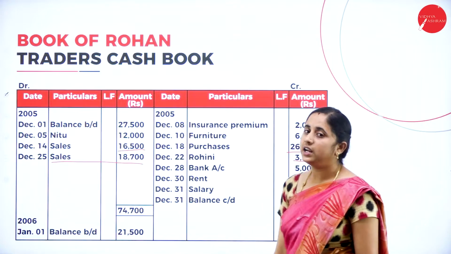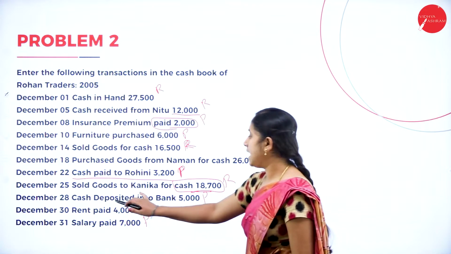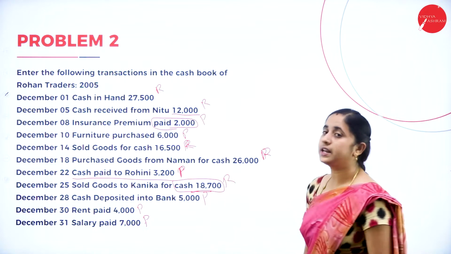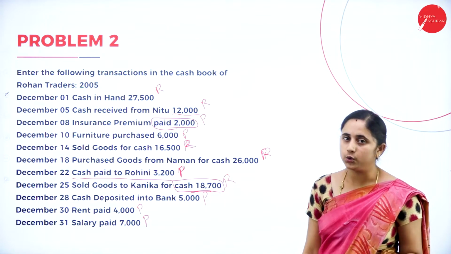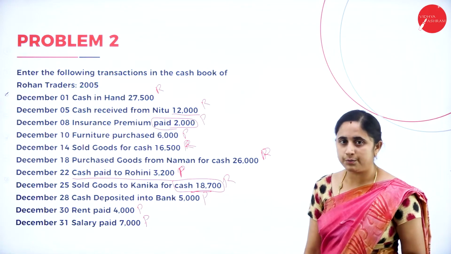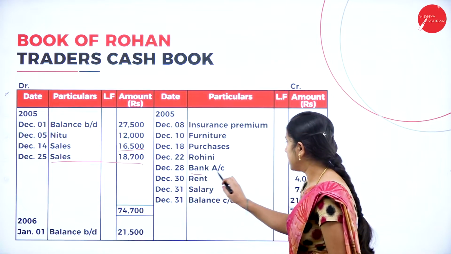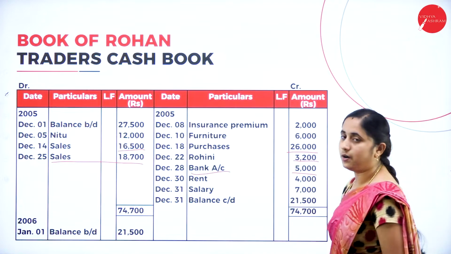Sales rupees 18,700. Next, cash deposit into bank. Here cash is going out. When you are going to deposit the cash in bank, cash is going out from your business. So this is a payment. So write bank account rupees 5,000.